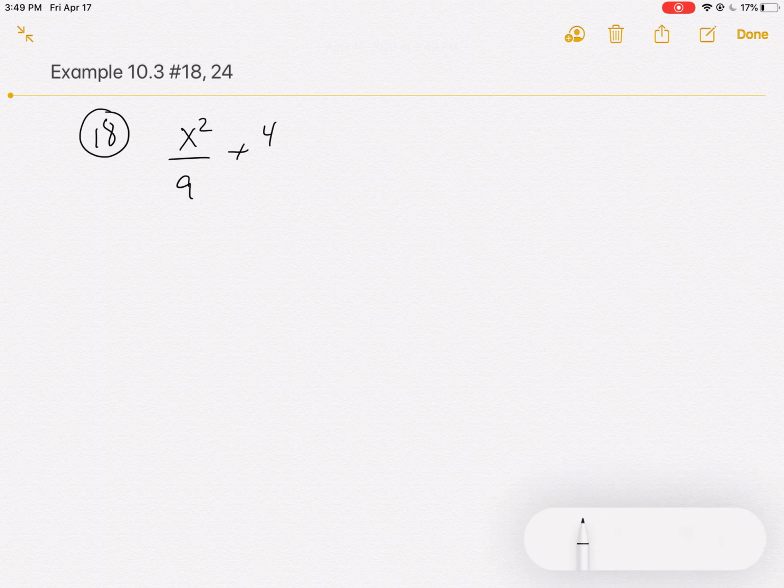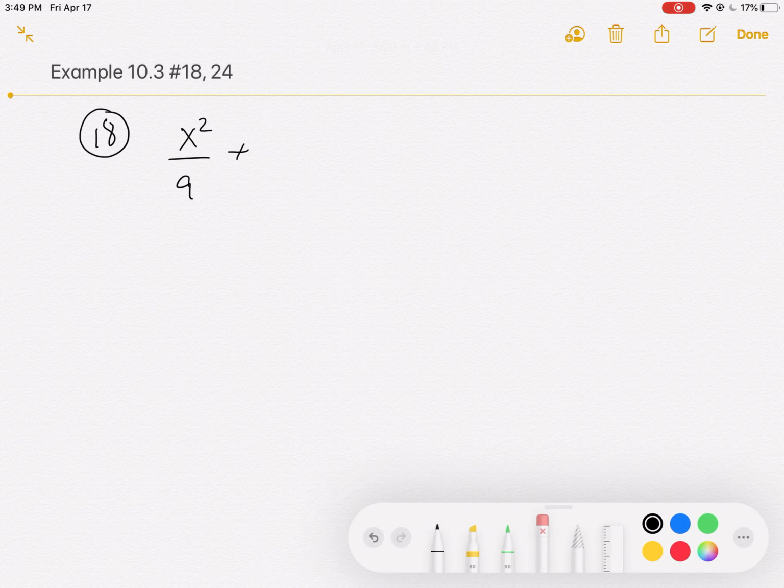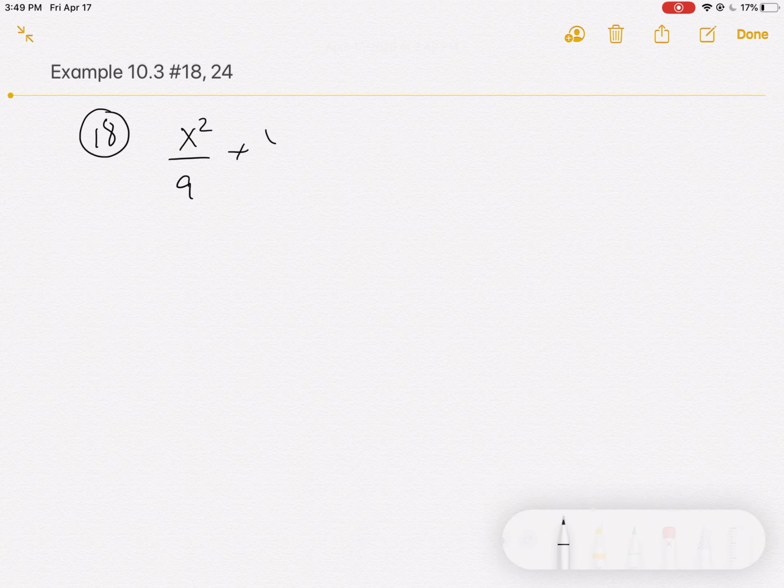All right, so hopefully you watched the general overview, and so you know that when we have something like number 18 and they give it to us in the standard form, we're in a really good position to identify our answers. What they're giving us in number 18 is an ellipse. How do I know it's an ellipse? Both the x and y are being squared, and they both have the same sign. They're both positive. And so we have x squared over 9 plus y squared over 4 equals 1.